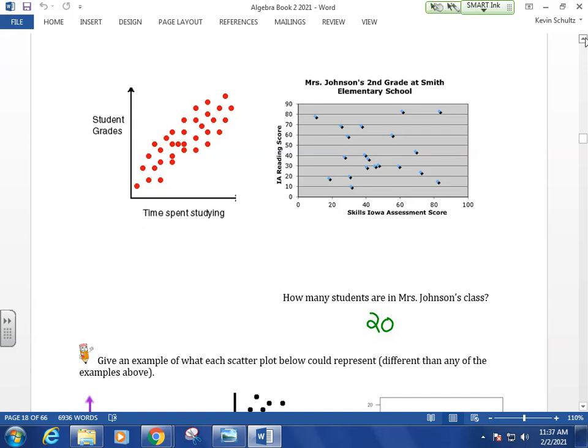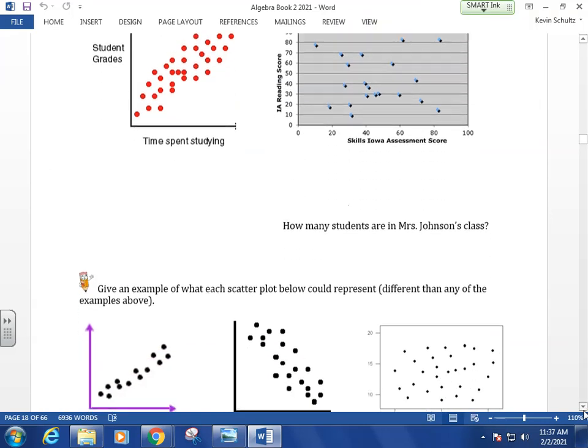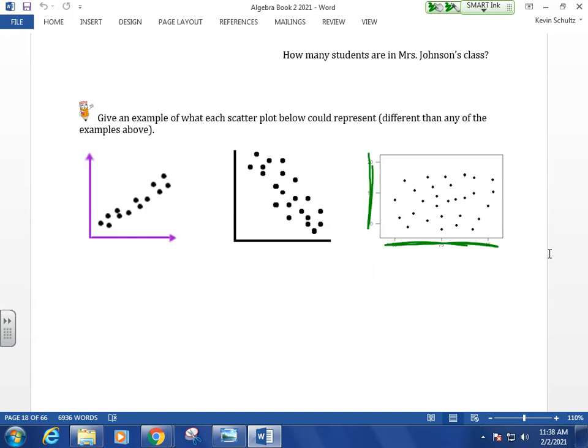Okay. Then the bottom three, you get to kind of put on your creative hats and give me an example of what each scatter plot below could represent. We've got one with positive correlation, one with negative, and one with none. Don't pay attention to the data points here. You don't need to try and pick something to match those. You can kind of come up with anything you want there. If you want to use them, great, but you don't have to. Questions on this? No, thank you.